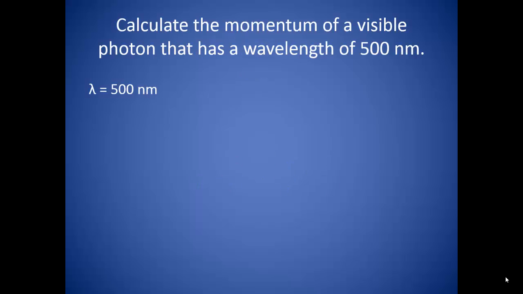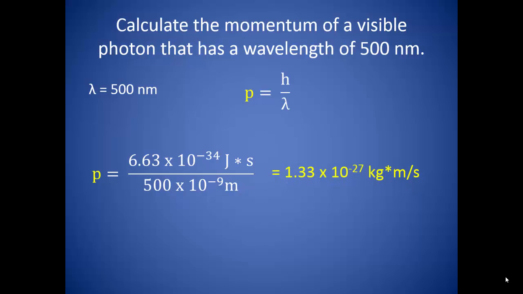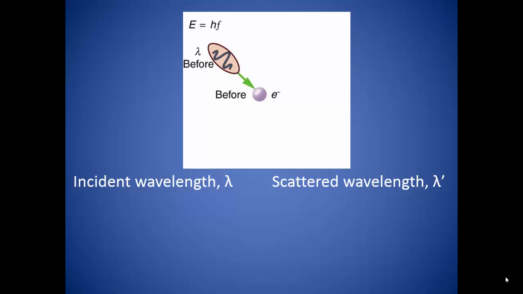Calculate the momentum of a visible photon that has a wavelength of 500 nanometers. We are given the wavelength, and we know the momentum of the photon is Planck's constant divided by the wavelength. So this one is pretty straightforward, and we end up with 1.33 times 10 to the negative 27th kilograms times meters per second.